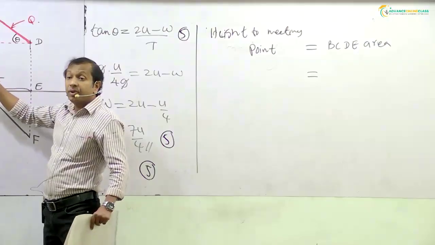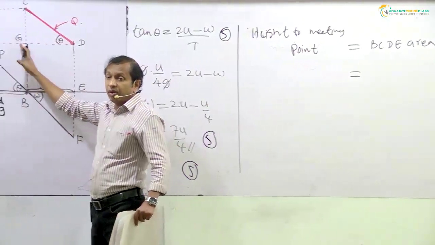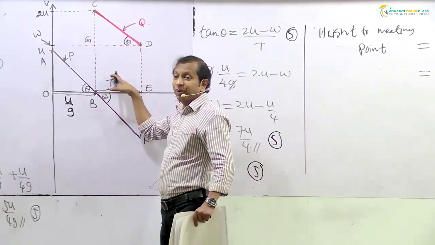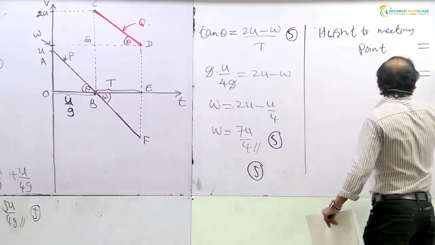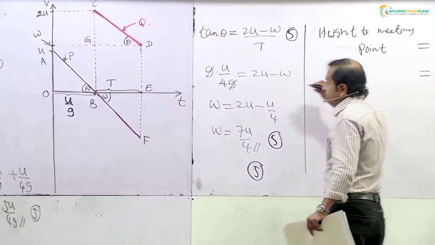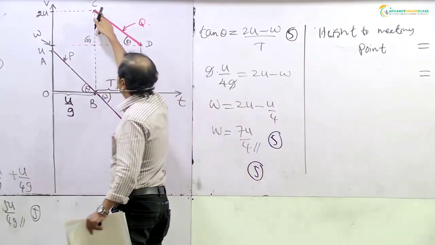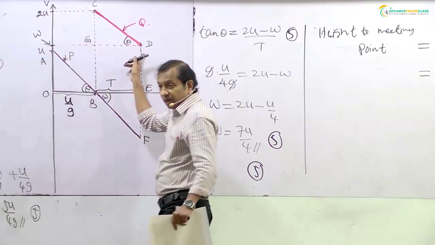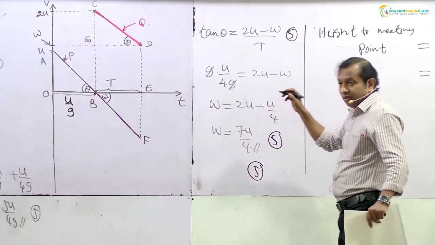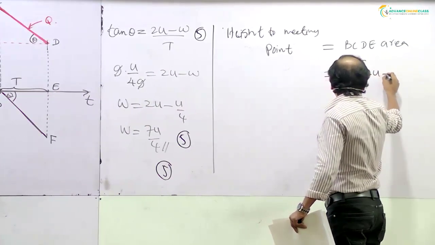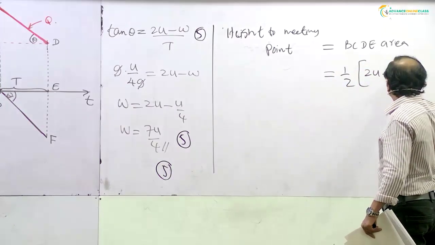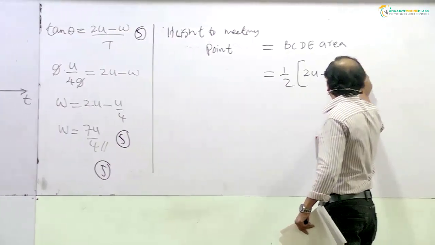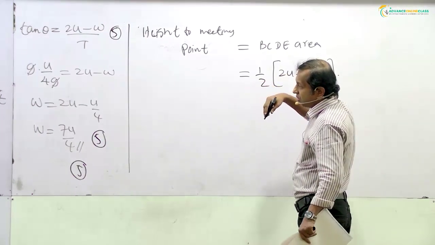Trapezium. Half sum of the parallel sides into perpendicular height. What is the first side? 2u. The other one is w, which is 7u by 4, into perpendicular height t. T is u over 4g.